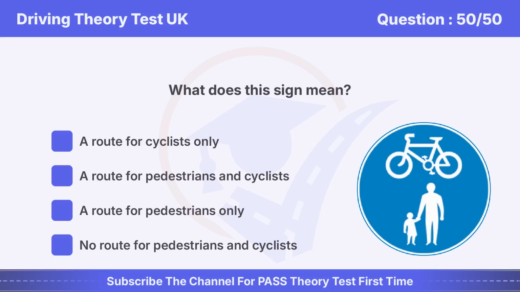Option A, a route for cyclists only. B, a route for pedestrians and cyclists. C, a route for pedestrians only. D, no route for pedestrians and cyclists.